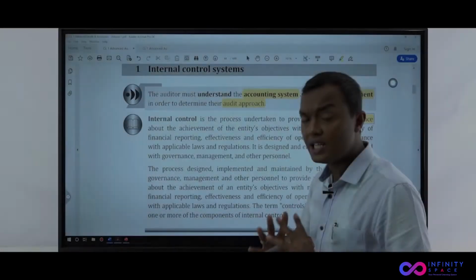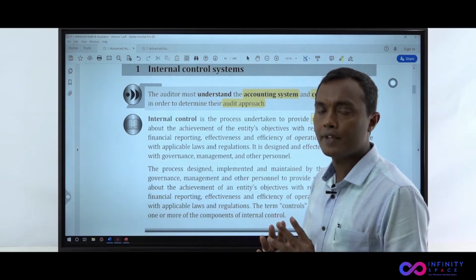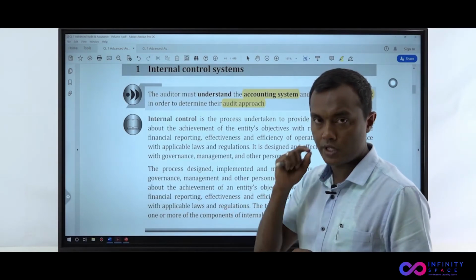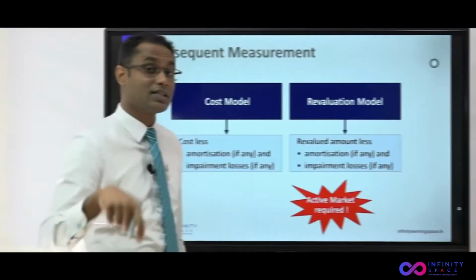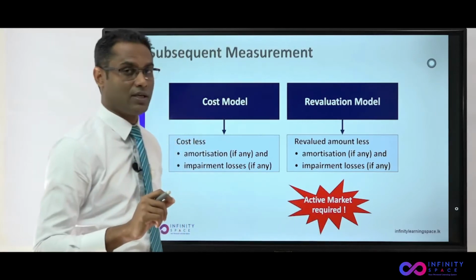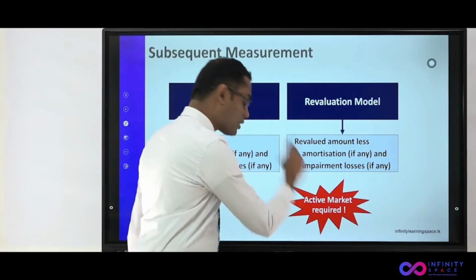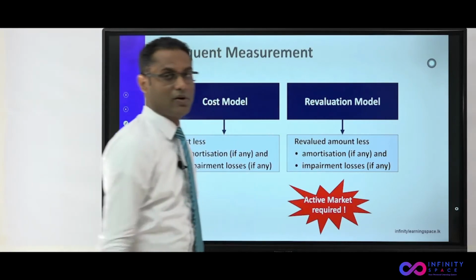Of course, like audit has inherent limitations, internal controls have their own inherent limitations. Therefore, the assurance that is given is only a reasonable assurance. Only in the case of intangible assets, there is a prerequisite to satisfy. That is, there should be an active market. If you don't have an active market, you can't use the revaluation model.